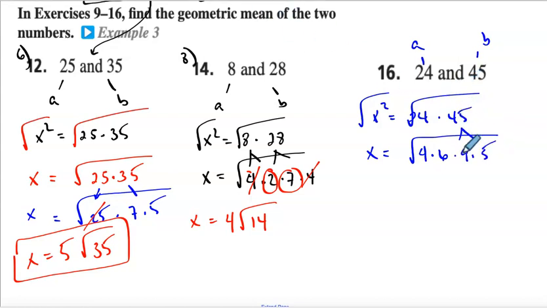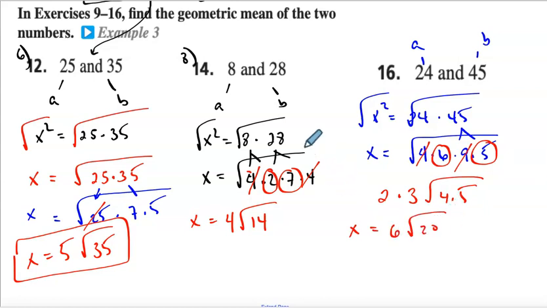That's a perfect square. I could break up 6 again, but it's only going to be 2 and 3, so I don't care. Square root of 4 is 2. Square root of 9 is 3, so I'm going to multiply those on the outside. Square root of 6 stays inside. Square root of 5 stays inside. I can break 6 up, but it's going to be 2 and 3, so that does nothing for me. 5, I can't break up, that's already prime. So this is just going to be square root of 4 times 5. So x is equal to 6 times the square root of 20.